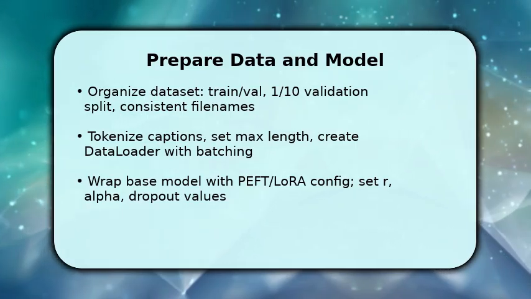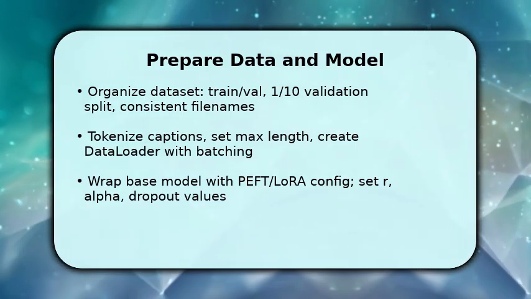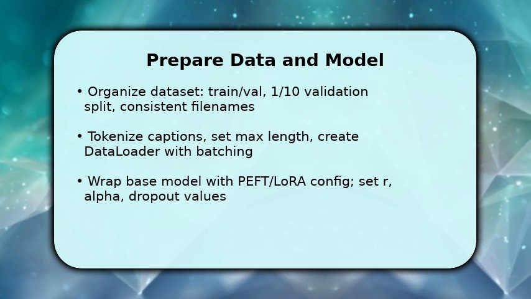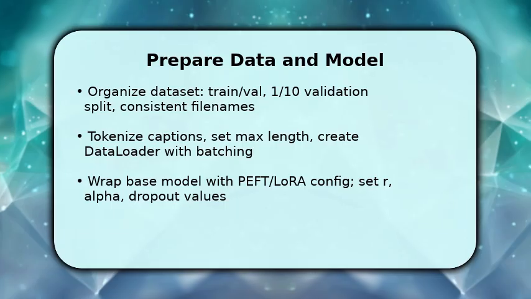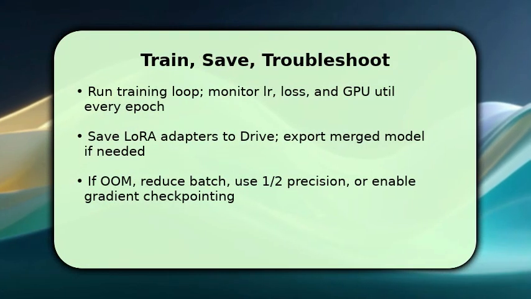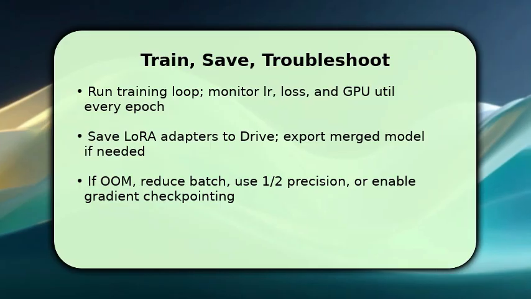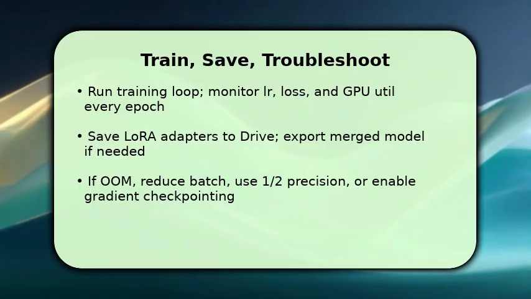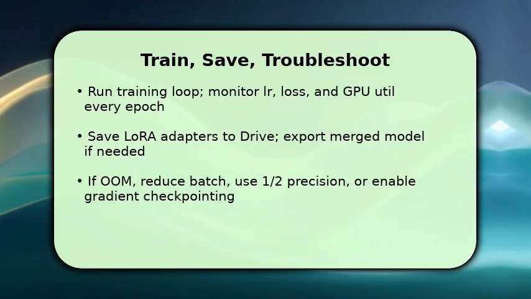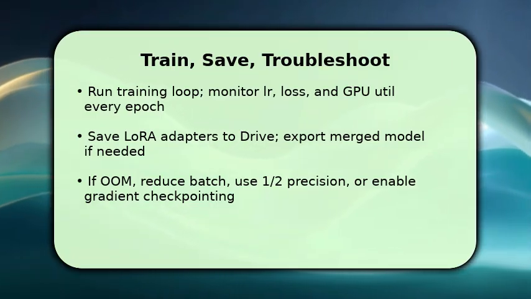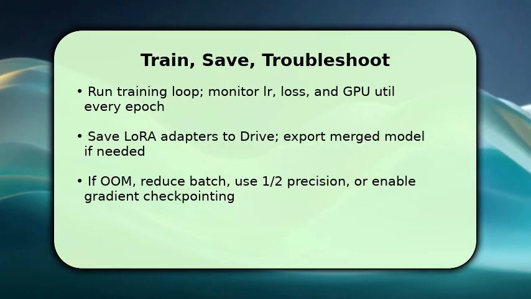Make sure to move the model to the GPU and enable gradient checkpointing if you need memory savings, because that maintains speed. Begin training with a conservative schedule and watch learning rate, loss curves, and GPU utilization. You should save low array adapter checkpoints periodically to drive so you can resume. Once satisfied, merge adapters into the base model for deployment or keep them lightweight for switching.